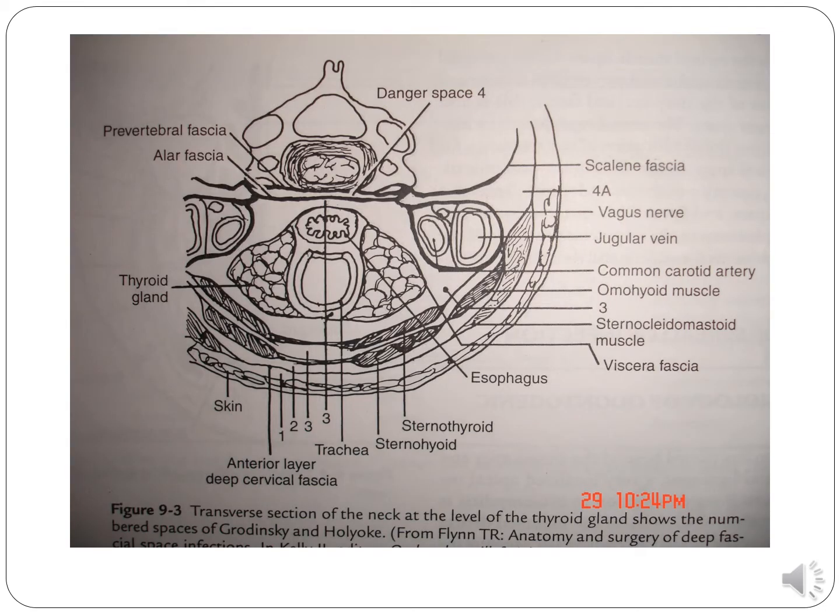Here is a pictorial representation of the various spaces that have been described. All the spaces of Grodinsky and Holyoke have been described here. You can read it later by looking closely at the pictures from anterior to posterior. These spaces are the gaps between the different layers of the deep cervical fascia.